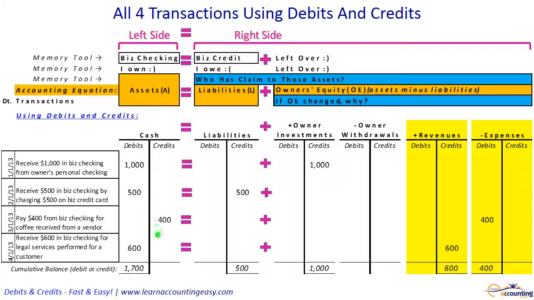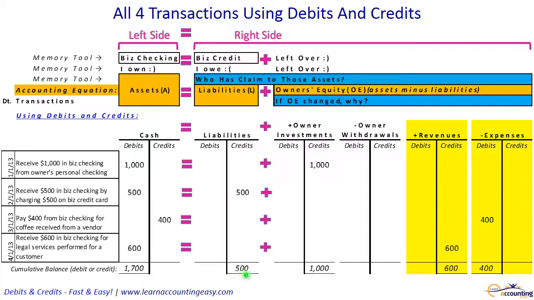And what we can notice here is the effect of all four transactions that we just went over. We can see with cash, we had some debits, we had one credit. Now if you subtract the $400 credit from these other debits, you have a cumulative balance of $1,700, and we can call that a debit balance. Earlier, we would have called that a positive balance as opposed to a negative balance. But now that we're using debits and credits, we're going to use a different terminology. We're going to say that the cash account as of April 1st had a debit balance of $1,700.